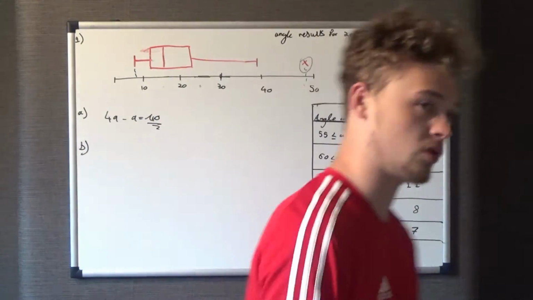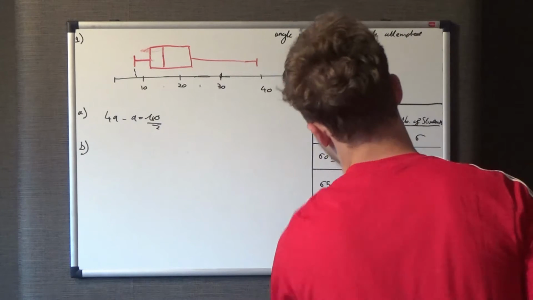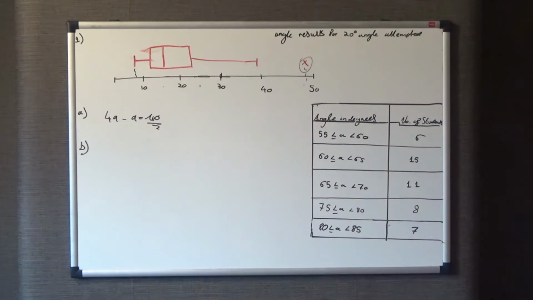So that's just testing your result to know what that X point was. A lot of students would have thought it was 39, but it's actually 49, the maximum point.